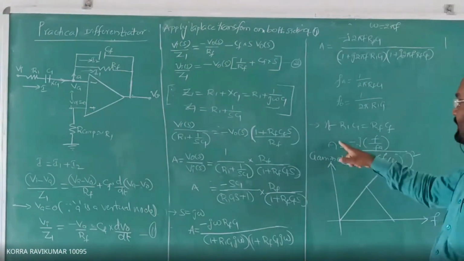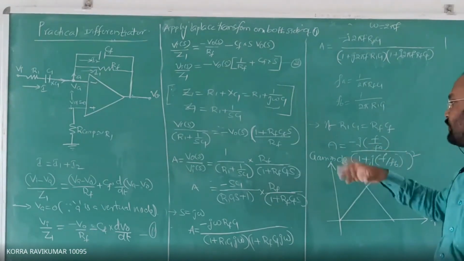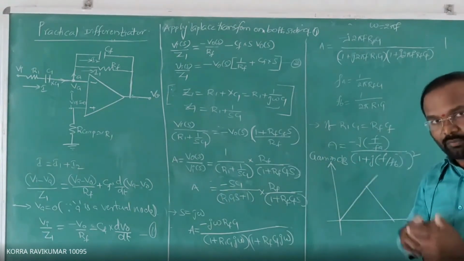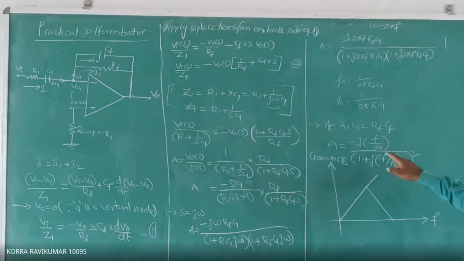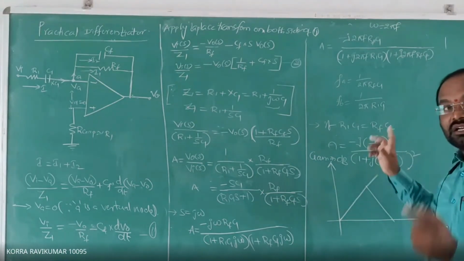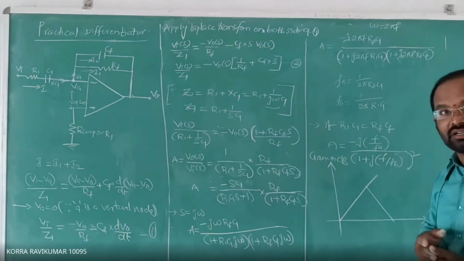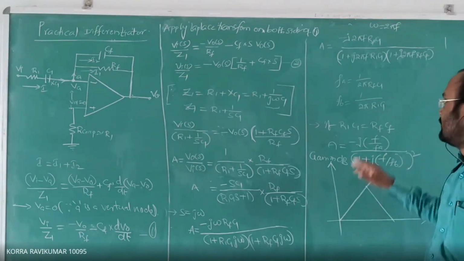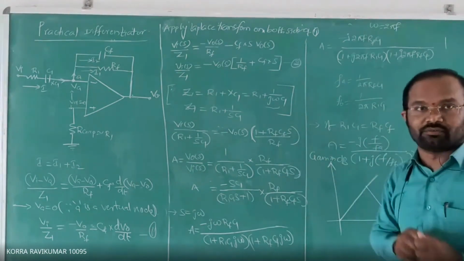Initially, if you apply the modulus to this gain expression, and if you want to calculate the gain in dB, that is 20 log of this modulus A. If you apply that expression, and if you know fA and fB, to know the value of fA and fB, fB should be 10 times fA. fB must be 10 times greater than fA, one thing. And to get the fA and fB values, R1, C1, RF, CF values should be known.